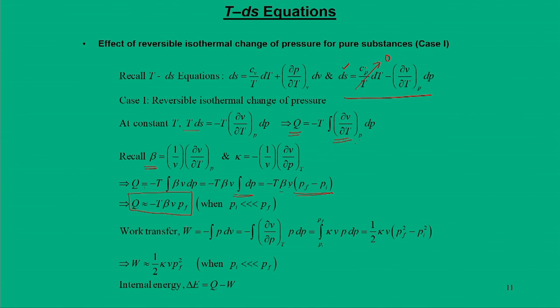Now, this is about the heat transfer. For work transfer, we have to recall the expression for kappa, since work transfer is the integral of P dV, and the dV information we will get from kappa. After simplifying this, we can write the work transfer W is equal to half kappa V times (PF square minus PI square). When PI is much less than PF, the work transfer W is equal to half kappa V times PF square. So, with the information of Q and W, one can also find the internal energy.